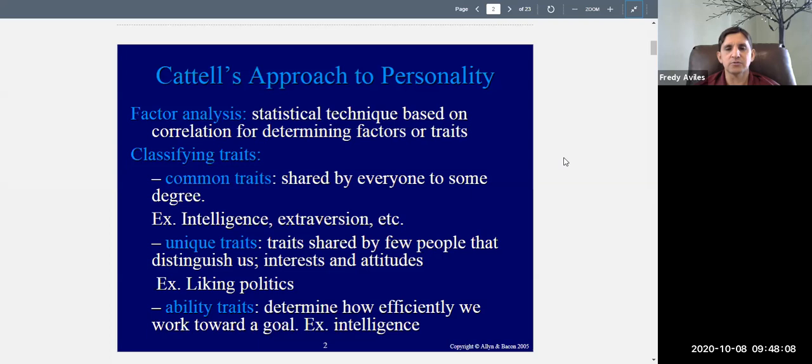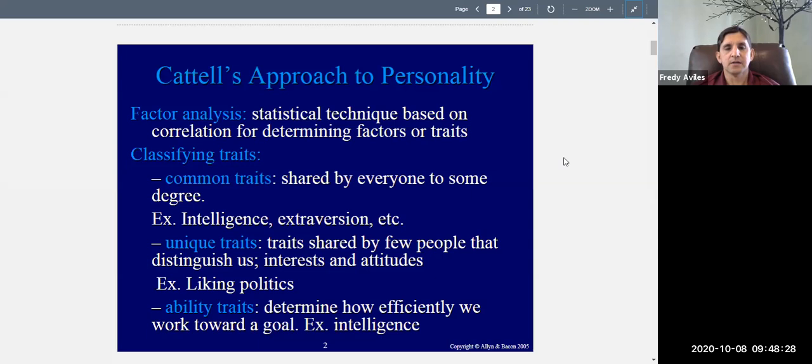This sounds very similar, by the way, to Gordon Allport's theory. And it is, because Gordon Allport kind of did the same thing. He looked at a bunch of different descriptors of people, a bunch of personality traits, and gave groups of them different names. Cattell's doing the same thing here.